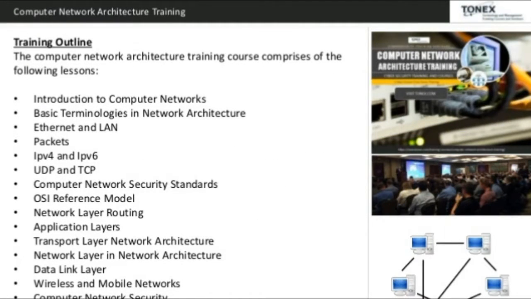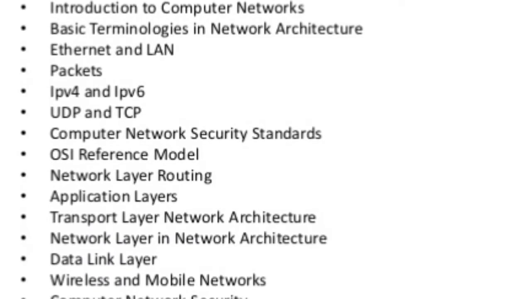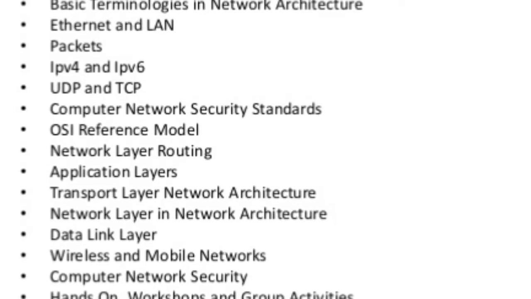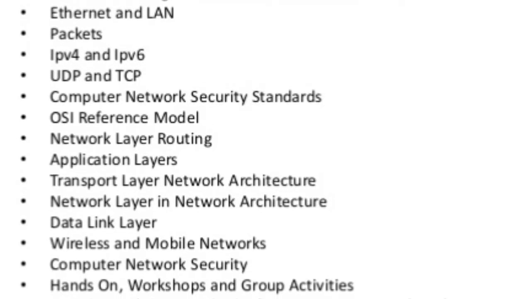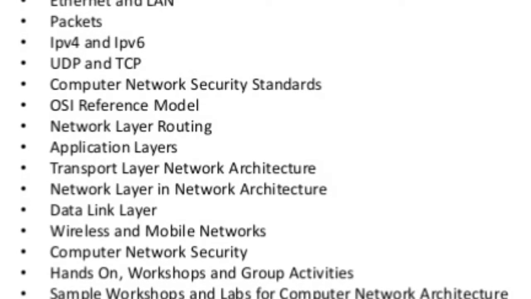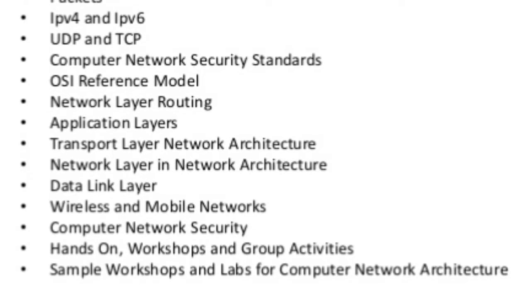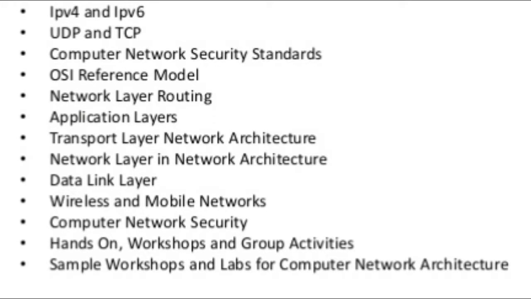Training outline. The Computer Network Architecture Training course comprises the following lessons: Introduction to Computer Networks, Basic Terminologies and Network Architecture, Ethernet and LAN, Packets, IPv4 and IPv6, UDP and TCP, Computer Network Security Standards, OSI reference model, network layer routing, application layers, transport layer network architecture, network layer and network architecture, data link layer, wireless and mobile networks, computer network security, hands-on workshops and group activities, sample workshops and labs for computer network architecture.